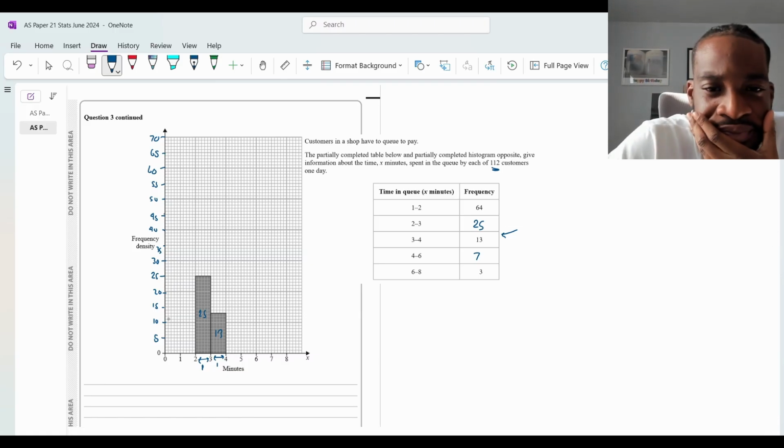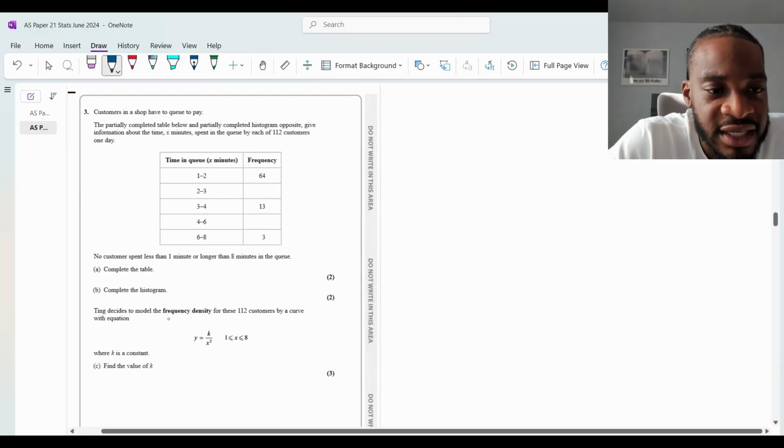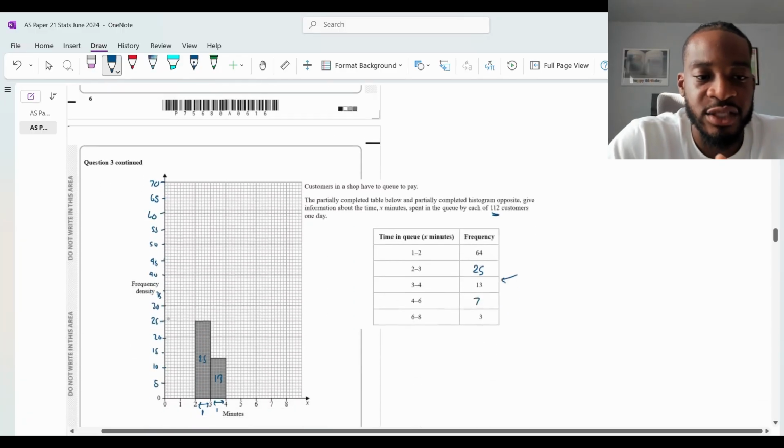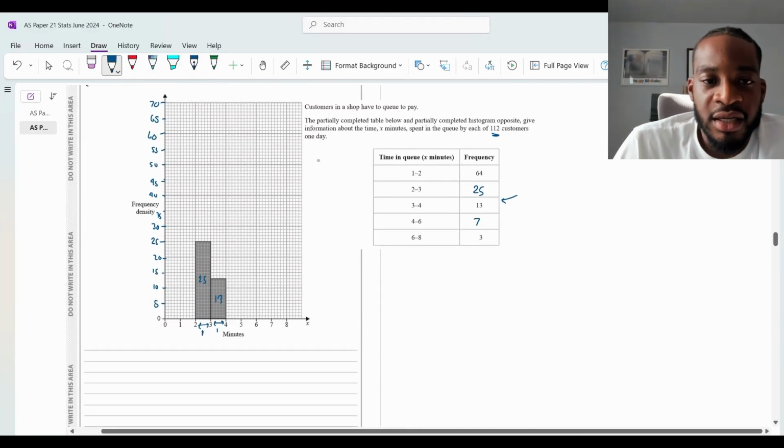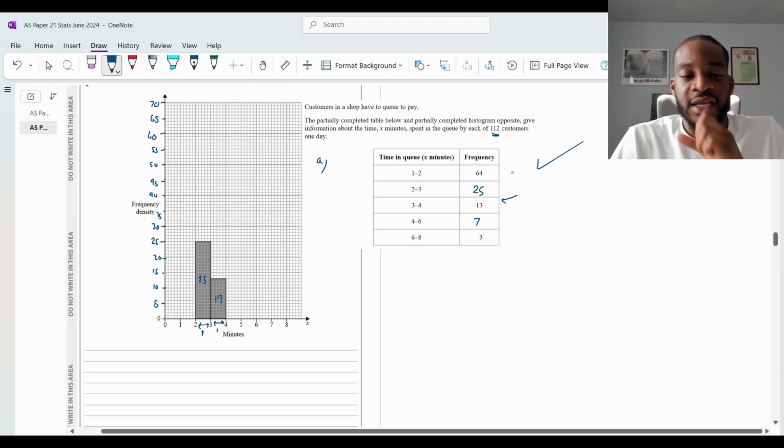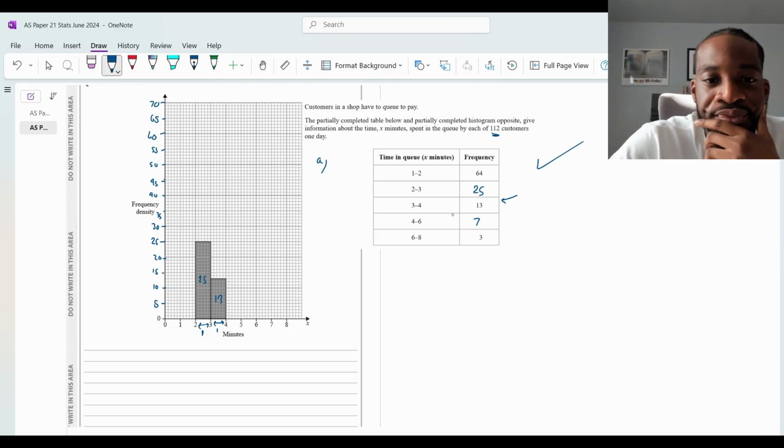Excuse me. So, oh wait, what was part A? To just fill in the table. So the table's done. So that's part A, sorry. So part A is done. We're at part A with a tick. So that's 2 marks. And then part B is to fill in the table.